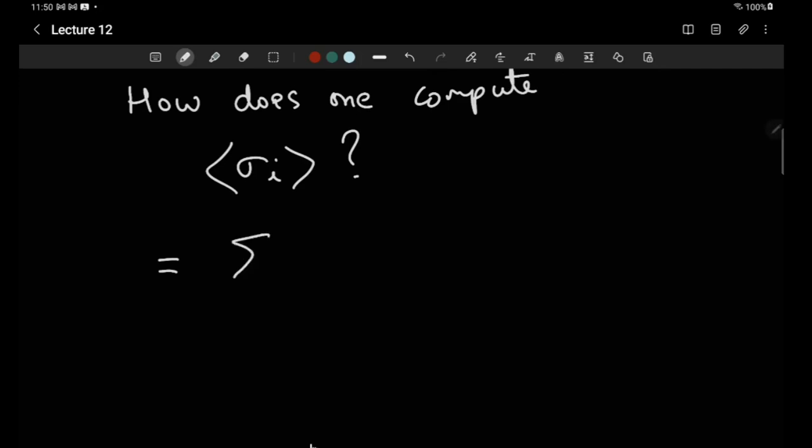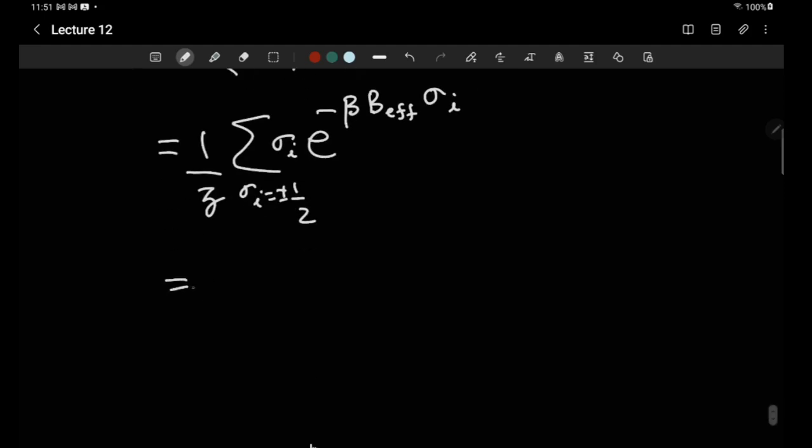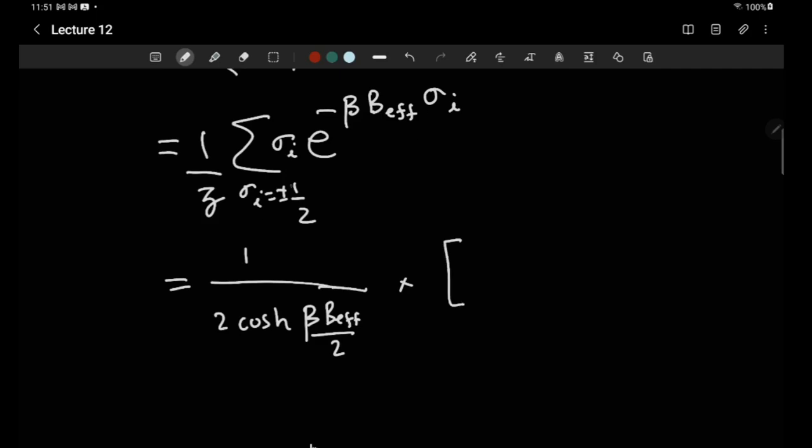So this should be a summation. We can do this. It will be 1 by, let's just do it as little z, sum over sigma i equal to plus or minus half times the probability of that, that is e power minus beta b effective of sigma i, times sigma i, the value of sigma. So this is equal to 1 by z, which is 2 cosh of beta b effective by 2, times, sigma can take plus or minus half, so it is minus when it is plus half.